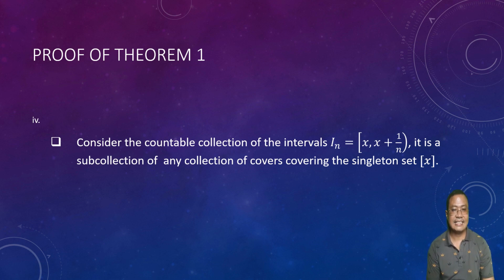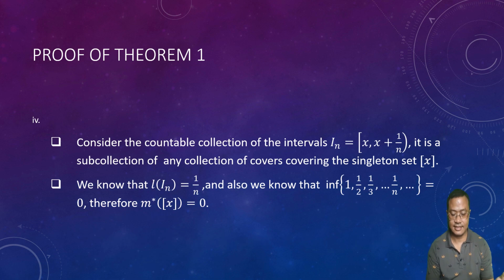Consider the collection of intervals I_n, where I_n consists of x comma x plus 1 upon n. It is a subcollection of a collection of covers covering the singleton set {x}. If you think about the collection of covers of the singleton set {x}, these intervals I_n are also members. If you take n equal to 1, you have x plus 1. If you take n equal to 2, you have x plus 1 upon 2, like that. So you have this collection as a subcollection of any cover of the singleton set {x}.